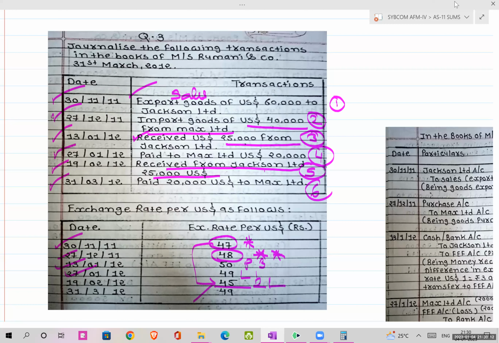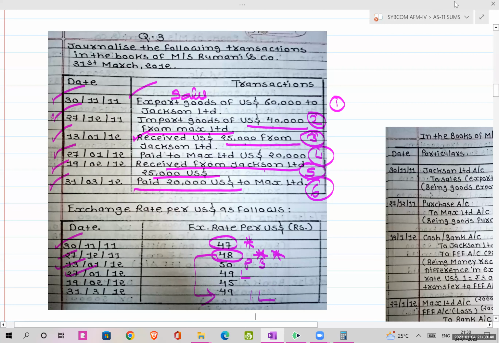And last, transaction number 6. 31st March. Paid 20,000 US dollars to Max Limited. Max से मेरा डील कितने पे हुआ था? 48 पे हुआ था. करेक्ट? ये रहा. और पेमेंट करते वक्त मेरे को उसको 49 रुपीज देना है वापस. There is a loss of 1 rupee. Okay, so this is how you have to compare your loss and your profit. Okay, so I hope this part is clear to everyone.